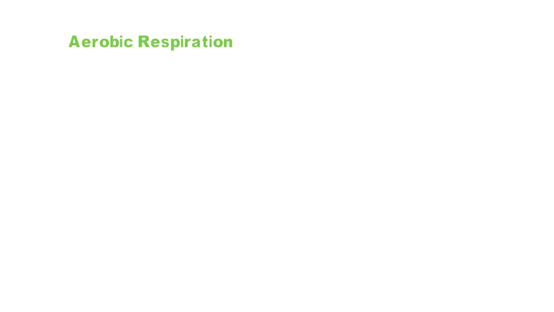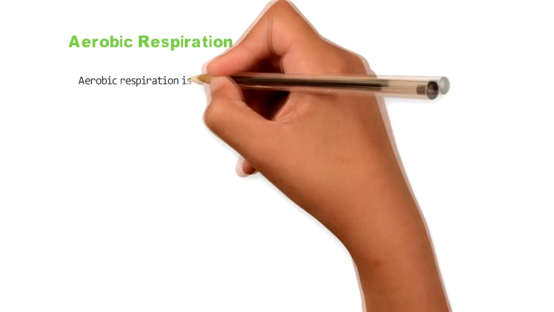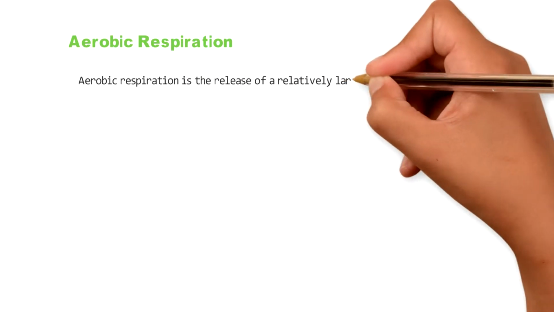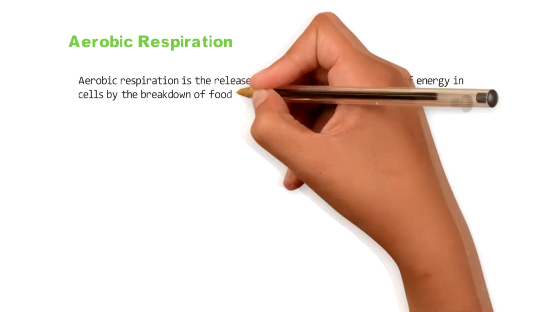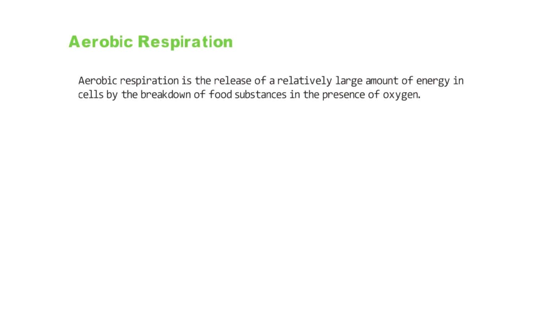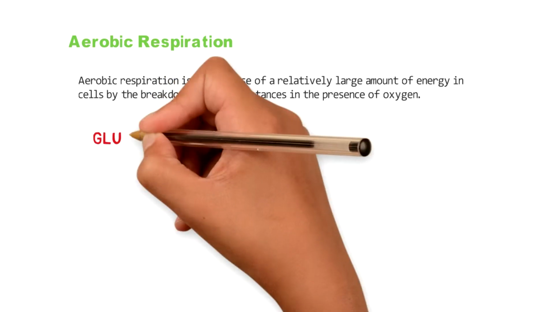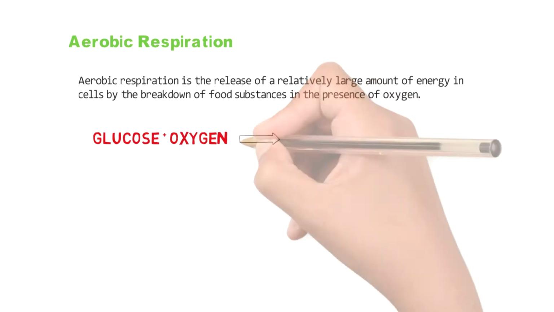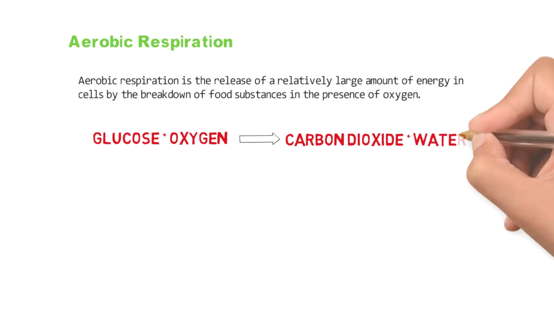Aerobic respiration. Aerobic respiration is the release of a relatively large amount of energy in cells by the breakdown of food substances in the presence of oxygen. The word equation for aerobic respiration is glucose plus oxygen equals carbon dioxide plus water.